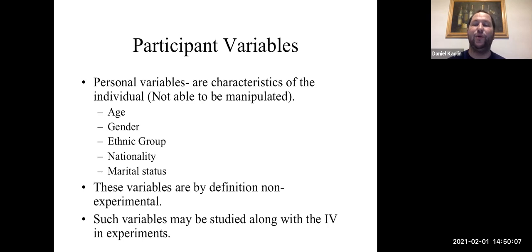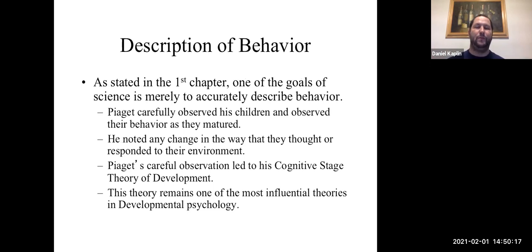Nationality, marital status. You get the idea. So participant variables are personal variables. You can't manipulate them. You just study them alongside an independent variable. Now, other reasons why you might not use an experiment.